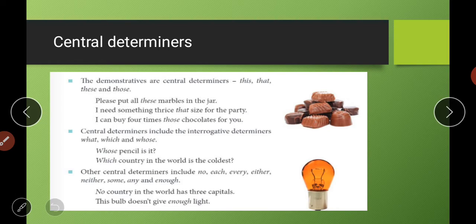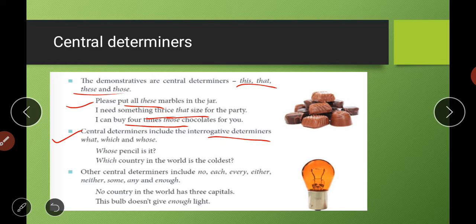Next again, the demonstratives are central determiners, like this, that, these, those. If you look at these sentences carefully: thrice that, four times those, all these. All, thrice, four times are your predeterminers, and the words like these, that, those are demonstratives, and these are acting like central determiners here. Next, central determiners include the interrogative determiners like which, what, and whose. These words are also your central determiners.